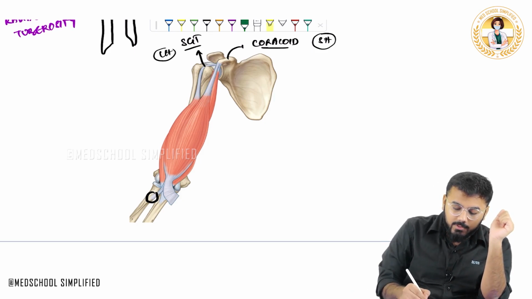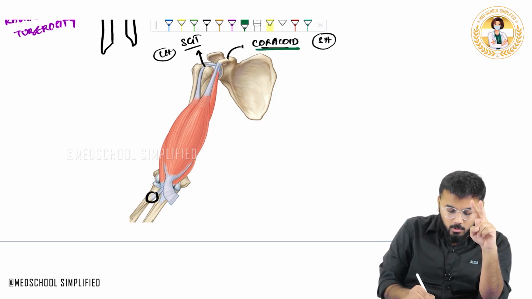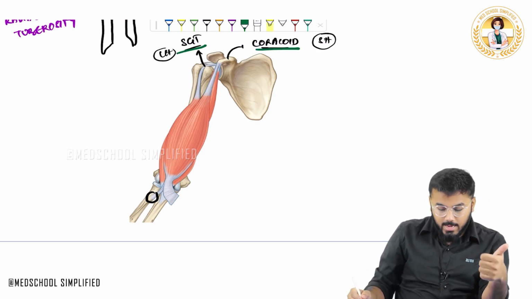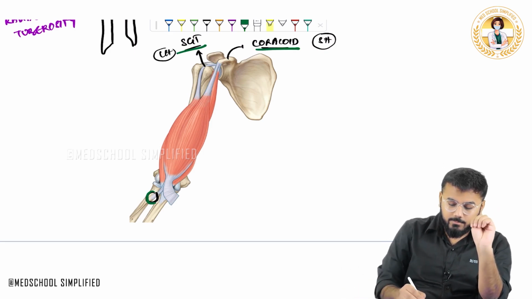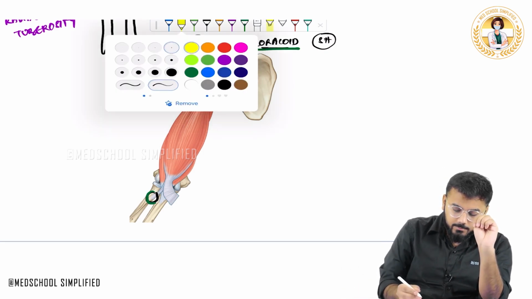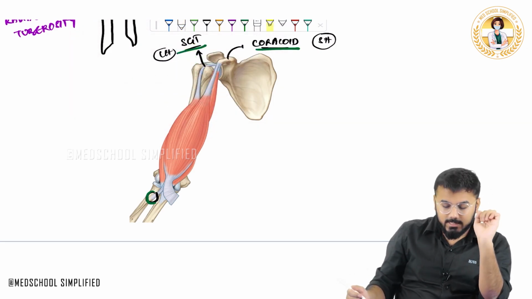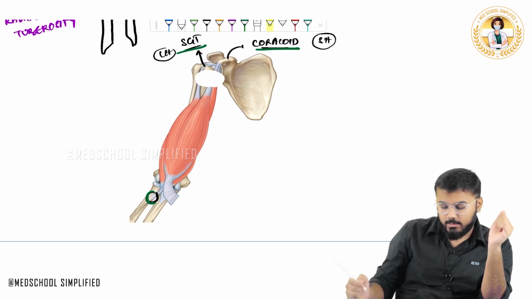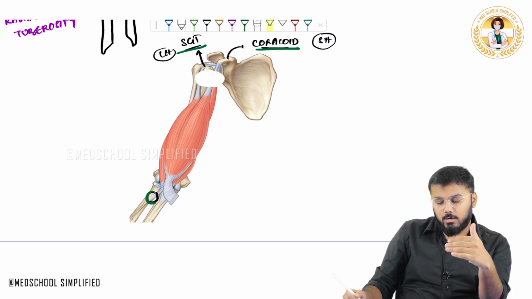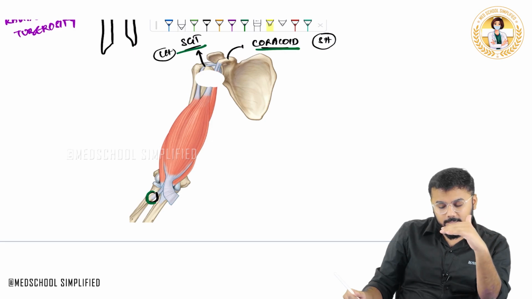See, one end of the biceps is attached to the coracoid and supraglenoid tubercle. The other end is attached to the radial tuberosity. For example, let us say that the tendon here is broken down like this. The tendon, the long head and the short head tendon, is cut.